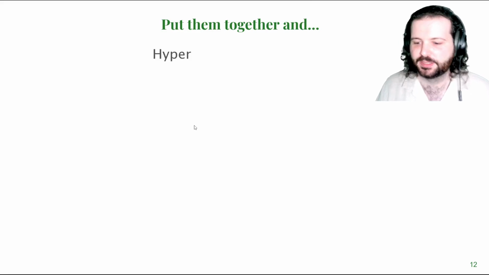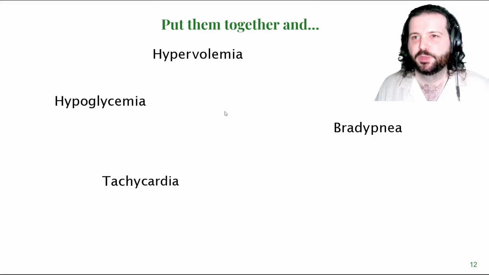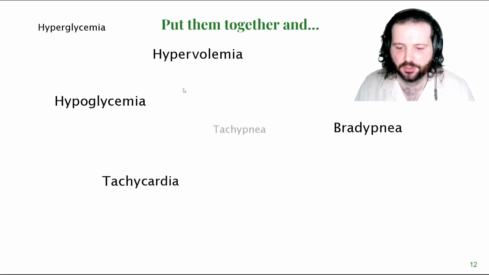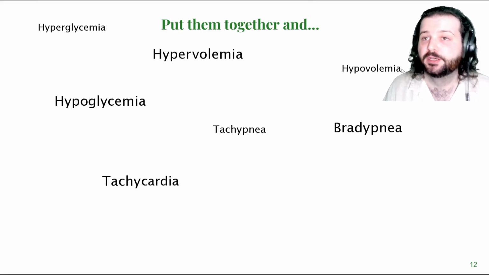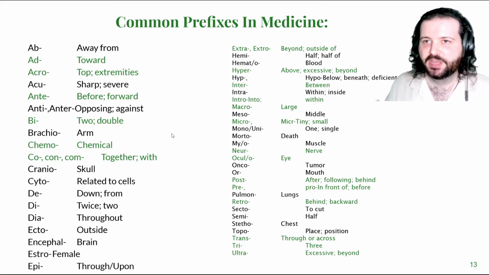And if we start putting them together, we get those words, right? Hypervolemia, hypoglycemia, bradypnea, tachycardia. But we can also cut them in half and start to rearrange them into things like hyperglycemia, right? High blood sugar, or tachypnea, fast breathing, or hypovolemia, low blood pressure, hypoperfusion, low circulation, bradycardia, slow heart rate, right? So that's how medical terms work.